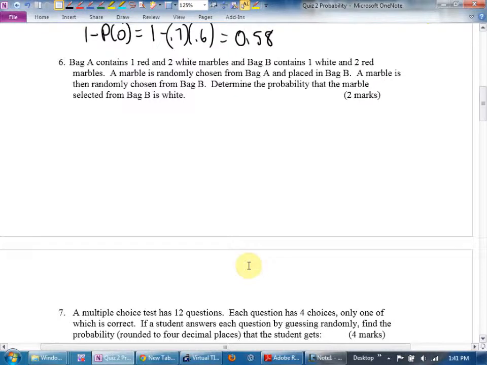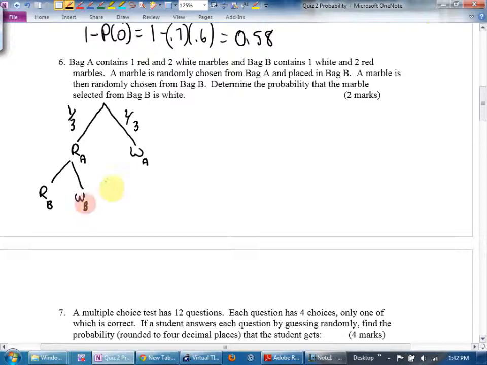So here's what we have. Starting in bag A, we could have picked red or white. I'll go red from A, white from A. How many red marbles are there in bag A? One out of three. How many white marbles? Two out of three. Then we can have red from bag B, white from bag B, red from bag B, white from bag B.